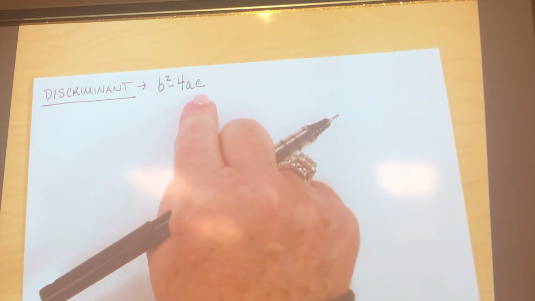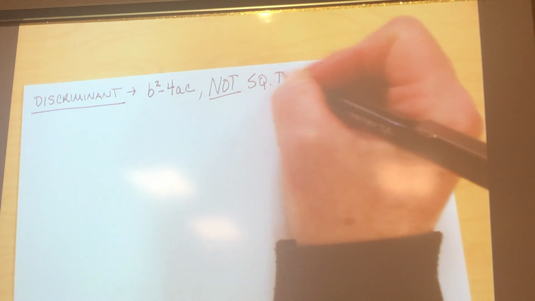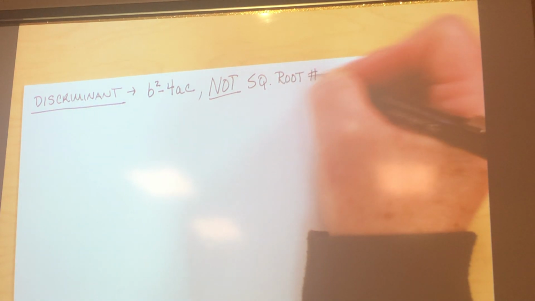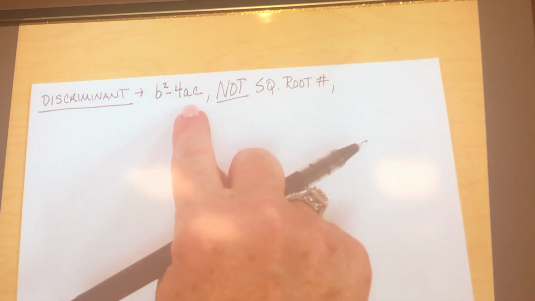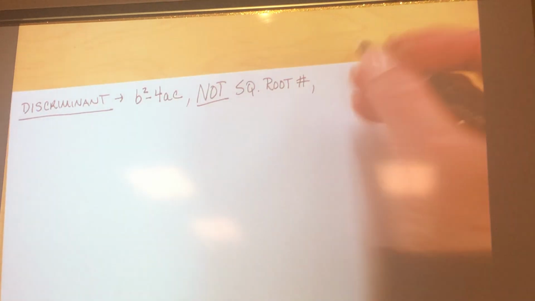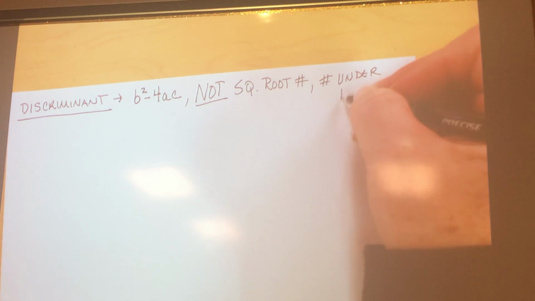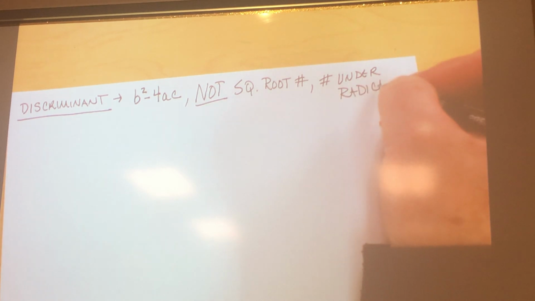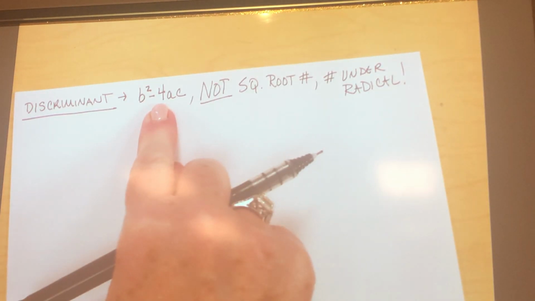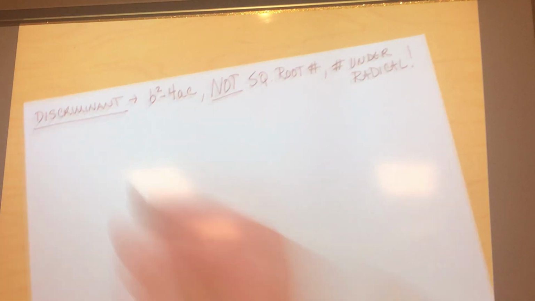Okay, so this is my discriminant, all right? It is not the square root of the number. That's the mistake kids make. They'll find this number and then they'll take its square root. That is not the discriminant. The discriminant is simply the number underneath the radical. Do I put the radical sign on it? No. People, I didn't say it's the square root of b squared minus 4ac, I said it's b squared minus 4ac.